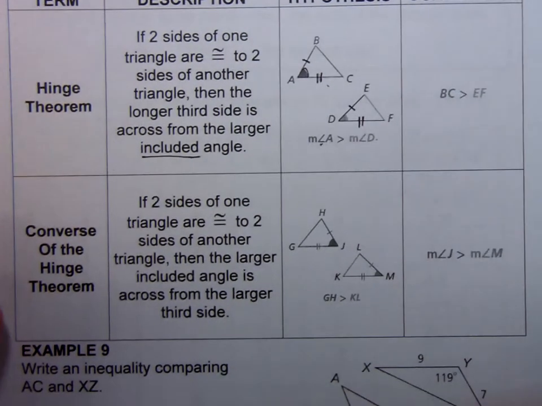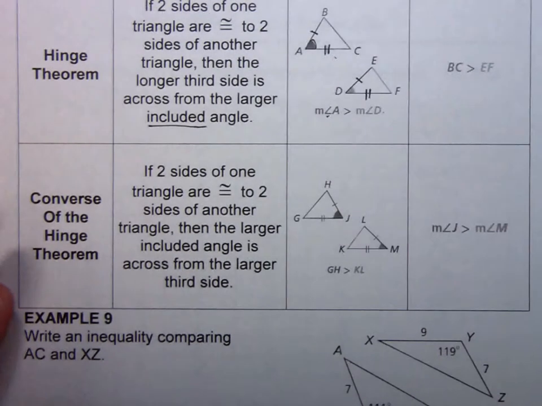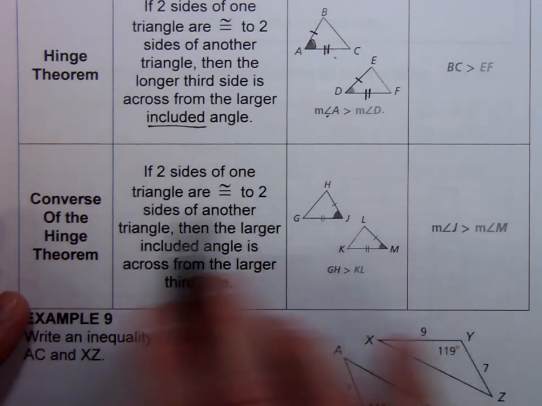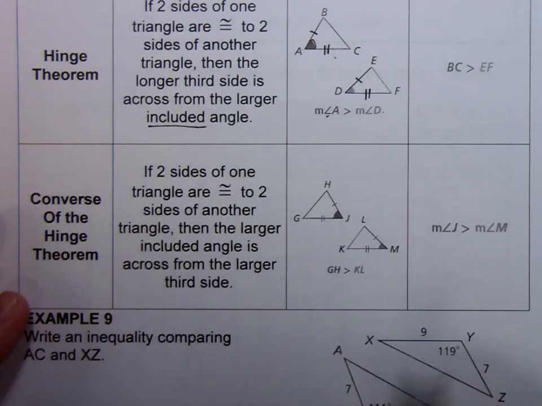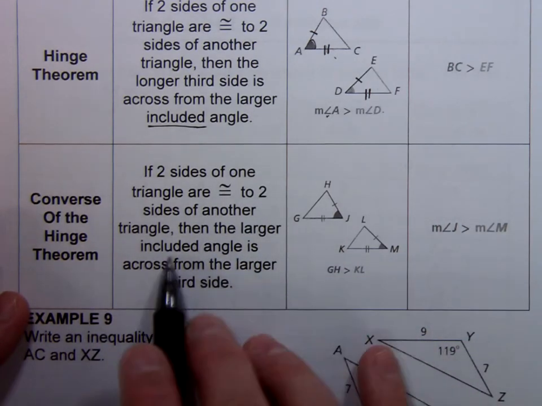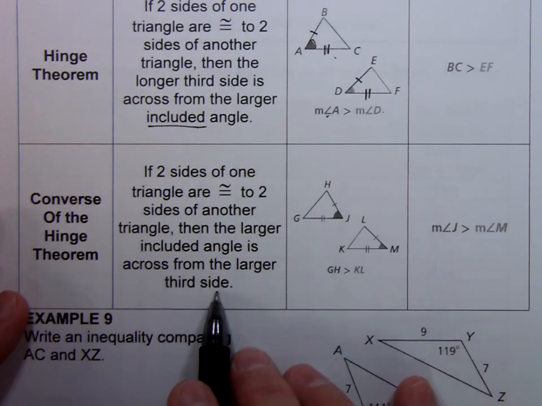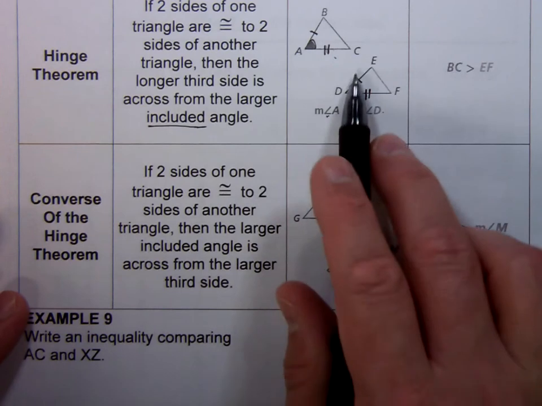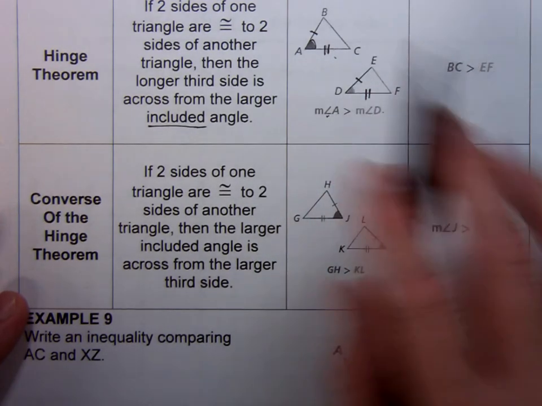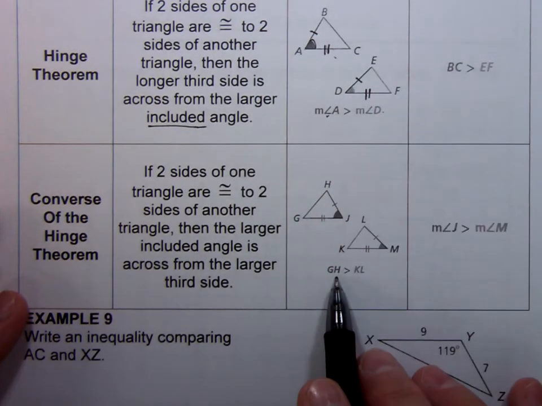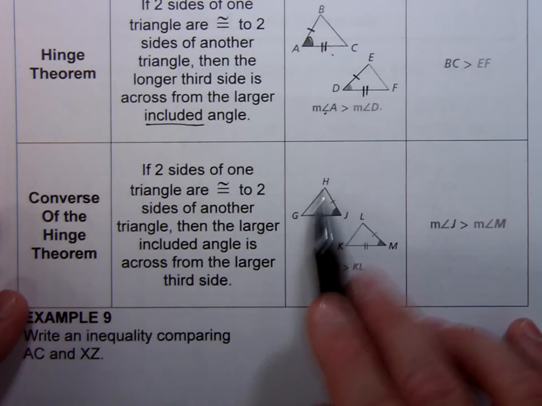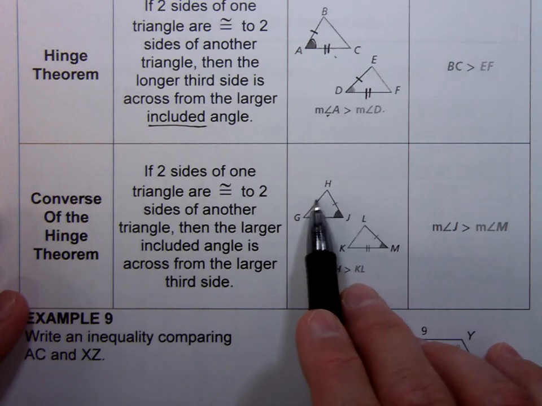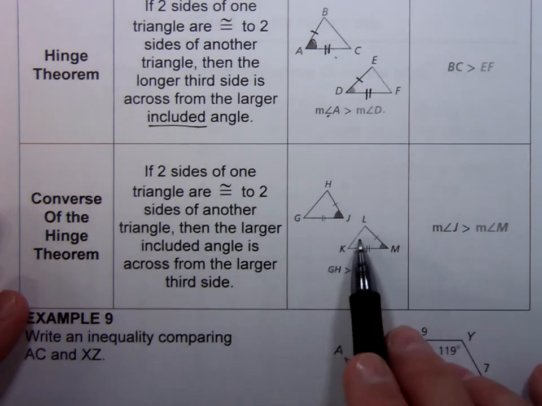And then the converse is also true. It's still in the situation where there's two sides of one triangle congruent to two sides of another triangle. So you still have to have that going on. Then the larger included angle is across from the larger third side. So if instead of knowing which angle is bigger and determining which side is bigger, if I first know which side is bigger, so if I know the distance from G to H is greater than the distance from K to L, then I know that the angle opposite that longer side is going to be greater than the angle opposite the shorter side.